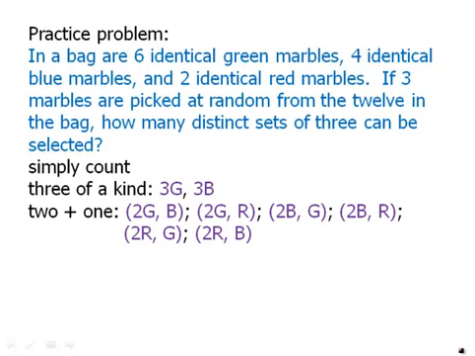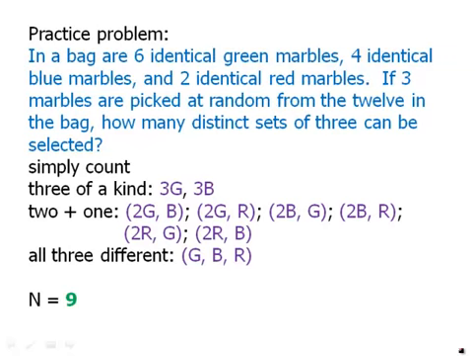So 2 possibilities in the first case, 6 possibilities in the second case, and then finally we could have 3 different colors. Well, there's only one way to do that. We'd have 1 green, 1 blue, and 1 red. And so that would be 2 in the first case, 6 in the second case, 1 in the third. 2 plus 6 plus 1 is 9. There are 9 different possibilities.